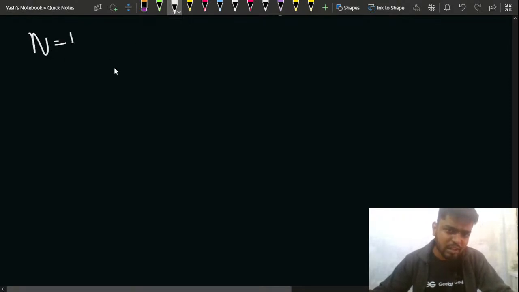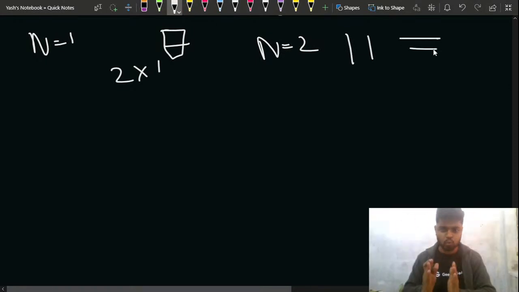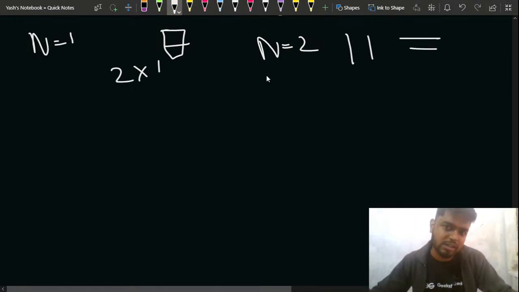just to tell you, if my n was 1, then it will be 2 cross 1. In that case, this will be the case, a single vertical domino. If my n was 2, I can have this or I can have this: 2 verticals or 2 horizontals.